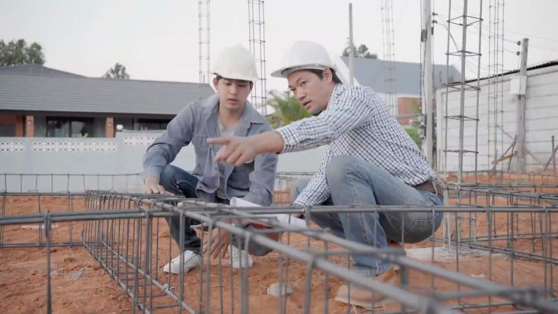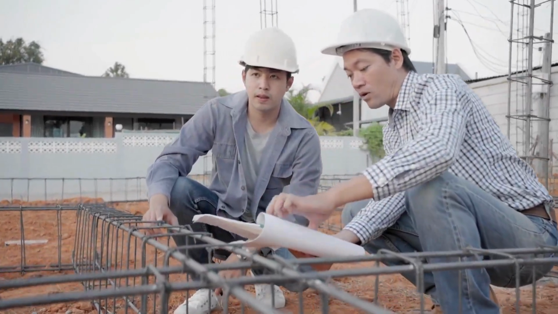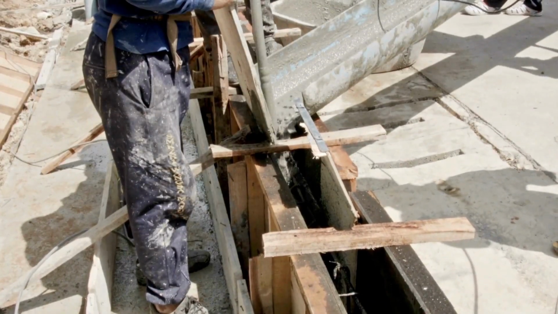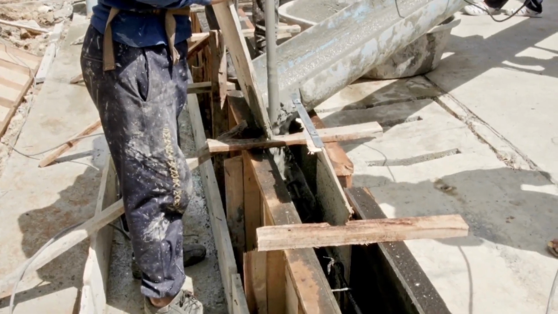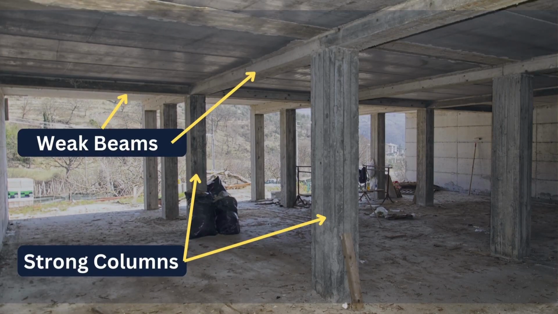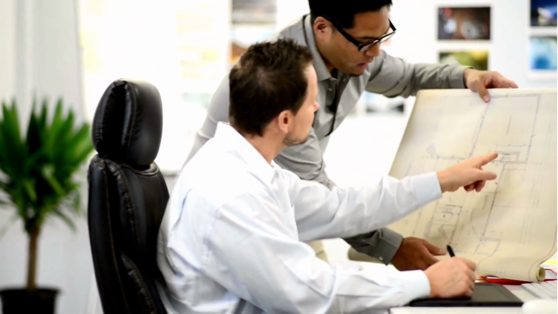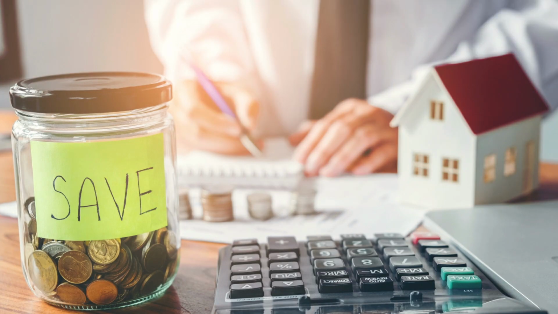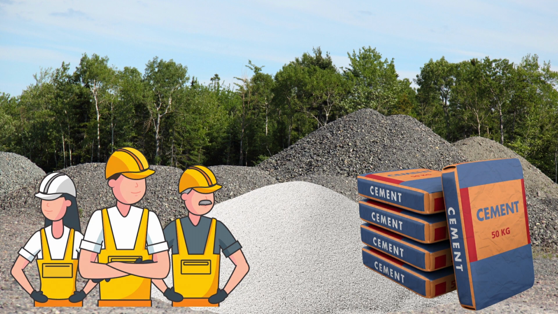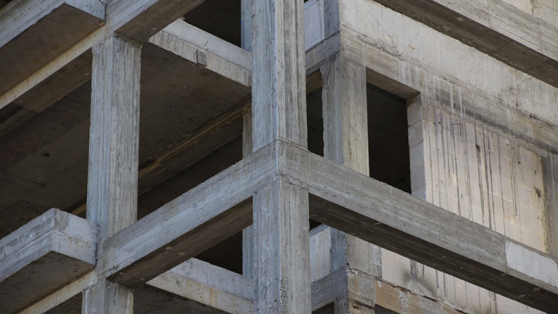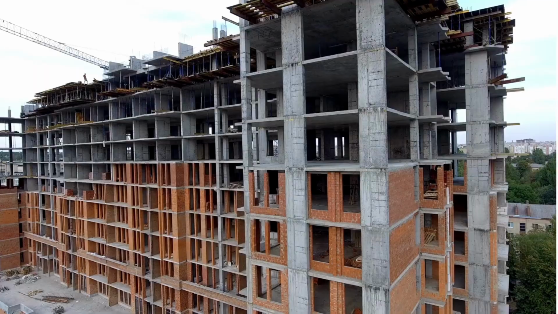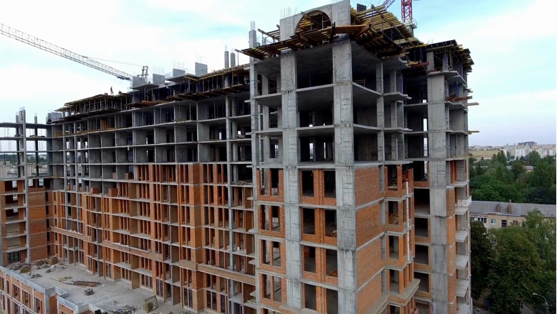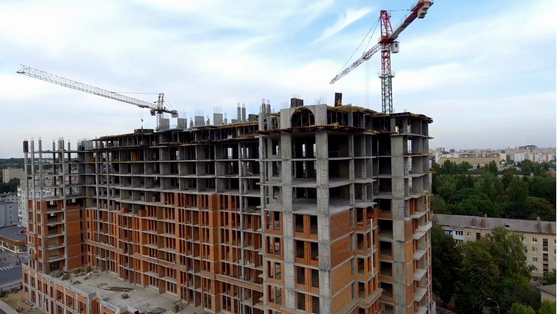One of the key benefits of the strong column weak beam concept is that it allows for more efficient use of materials. By making the columns stronger and the beams weaker, engineers can use smaller and lighter beams while still maintaining the overall stability and strength of the structure. This can lead to cost savings in materials and construction, as well as a lighter overall structure that is easier to maintain and repair.